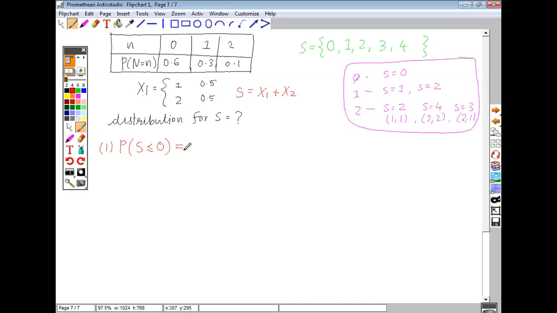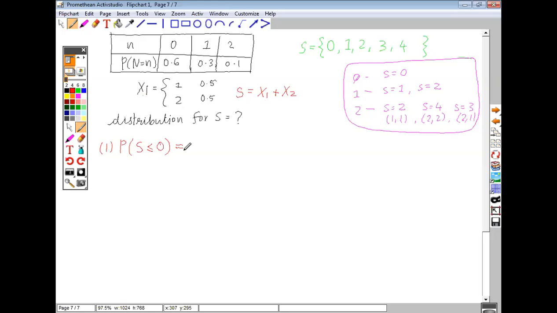One by five. 1 by 5. Why do you think it should be 1 by 5? Like we have written this sample to be 0, 1, 2, 3, 4. So I just did desired outcomes upon total outcomes.